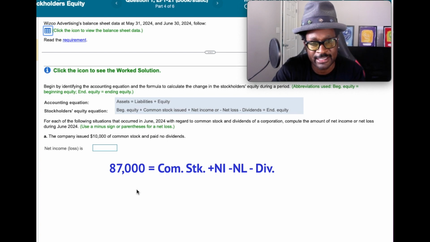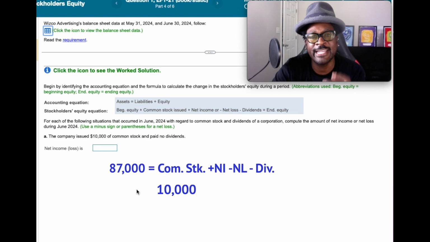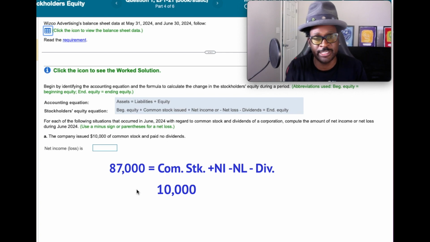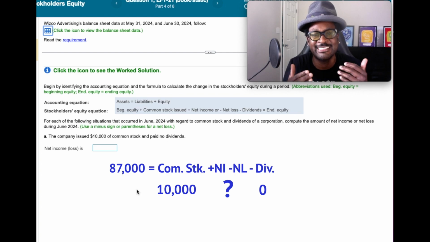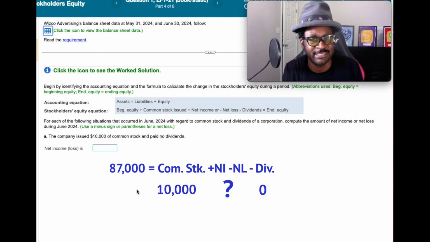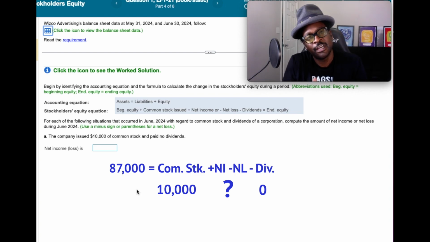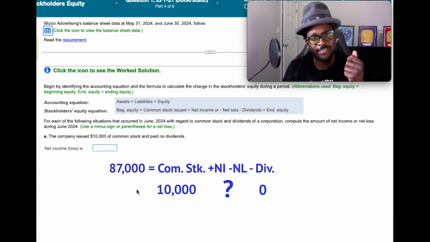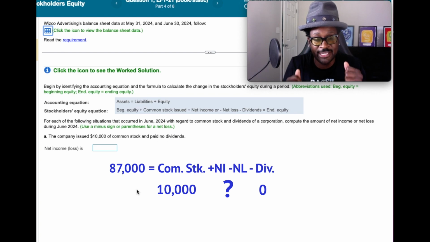So for scenario A, if we issued $10,000 in common stock, then obviously we know we had to have some type of net income. Why, gang? Because in this period, no dividends were given. And we still have to justify where the $87,000 came from. $10,000 of that increase in stockholders' equity came from common stock, so the other portion must be net income. If we take the $87,000 and subtract the already accounted for $10,000 of common stock, we clearly know that our net income must be $77,000.